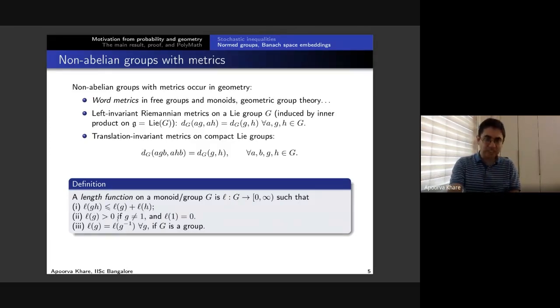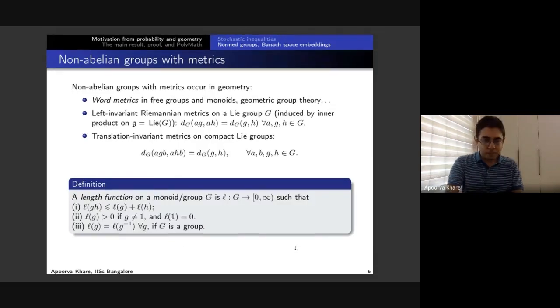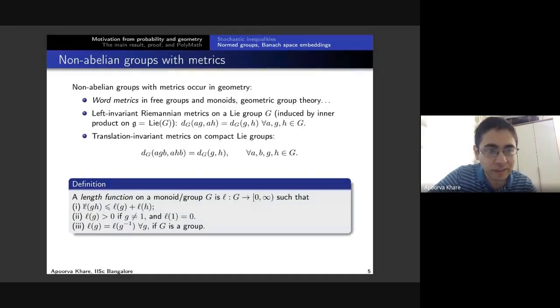The length is bigger than 0 if g is not equal to 1 and equal to 0 at 1. This should again remind you of the metric. And the length of g equals the length of g inverse if G is a group. So the first two conditions are for a monoid, and all three conditions are for a group. Now the point is, length functions are exactly the same as left invariant metrics on groups. Why? Suppose I am given a left invariant metric, not right invariant, and I look at the distance from 1 to g and call that the length of g.